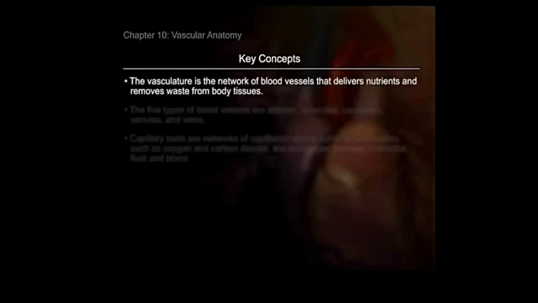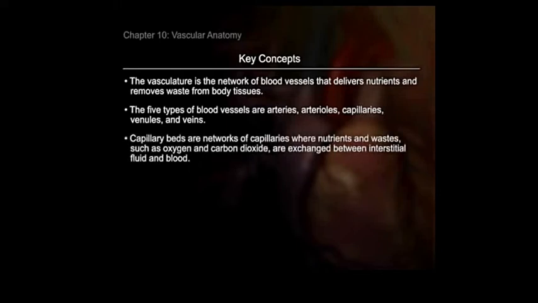Key concepts in this section. The vasculature is the network of blood vessels that delivers nutrients and removes waste from body tissues. The 5 types of blood vessels are arteries, arterioles, capillaries, venules, and veins. Capillary beds are networks of capillaries where nutrients and wastes, such as oxygen and carbon dioxide, are exchanged between interstitial fluid and blood.